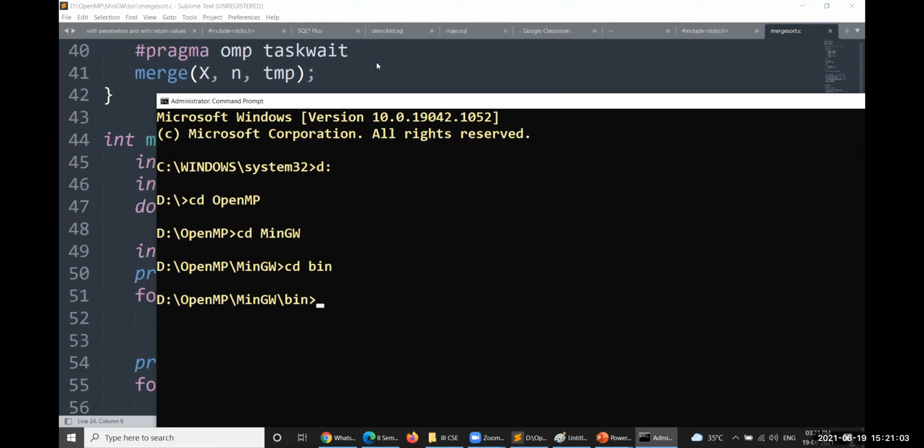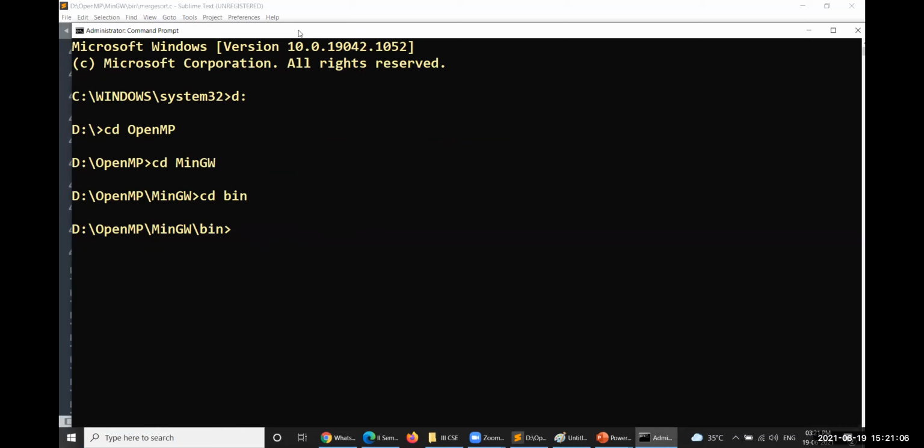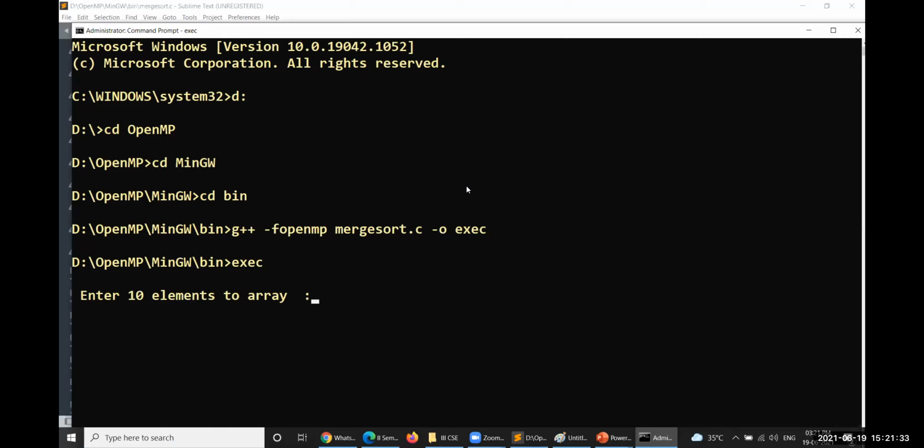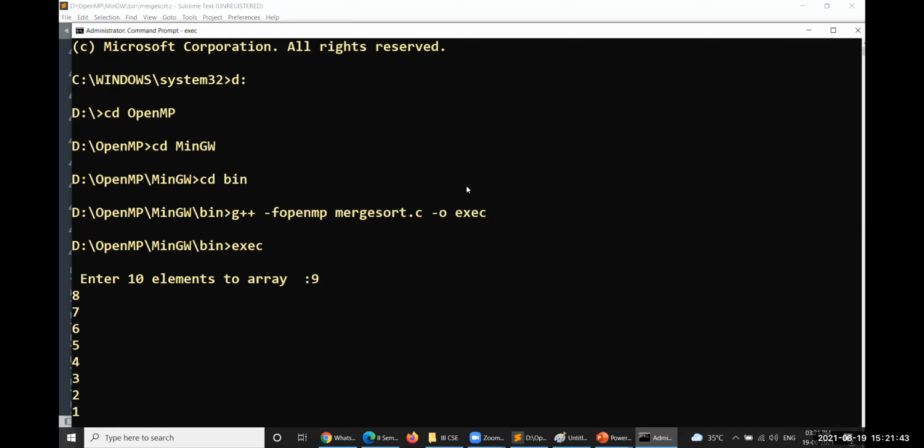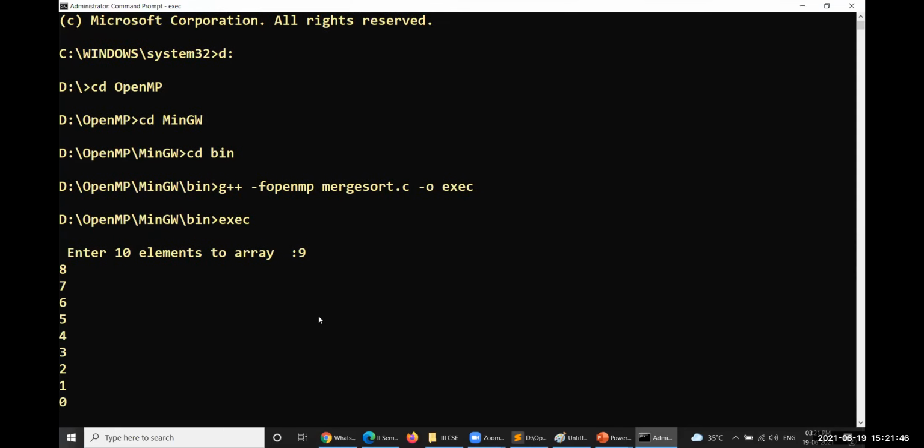Okay, let me compile this one first. So the program name is mergesort. G++, hyphen, a flag is there, -fopenmp, followed by mergesort.c, hyphen o exec. No errors are there. Then you have to execute exec. So 10 elements to the array. Let me take these elements: 9, 8, 7, 6, 5, 4, 3, 2, 1, and then finally 0.